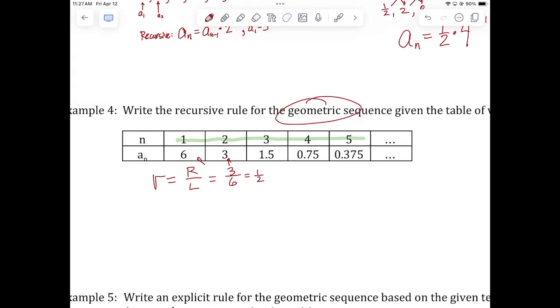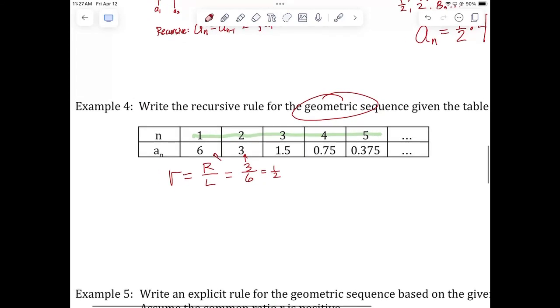I keep taking a half, right? Half of 6 is 3. Half of 3 is 1.5. Half of $1.50 is 75 cents. Half of 75 cents is 37.5 cents, so on and so forth. Okay? So now I write the recursive rule.